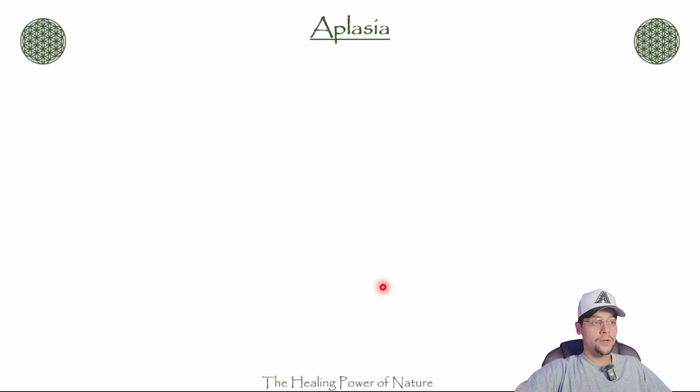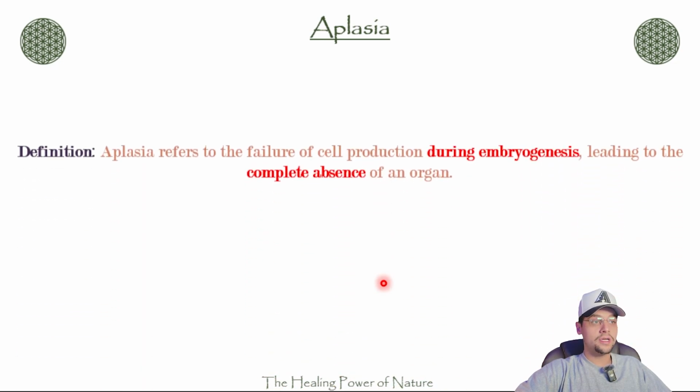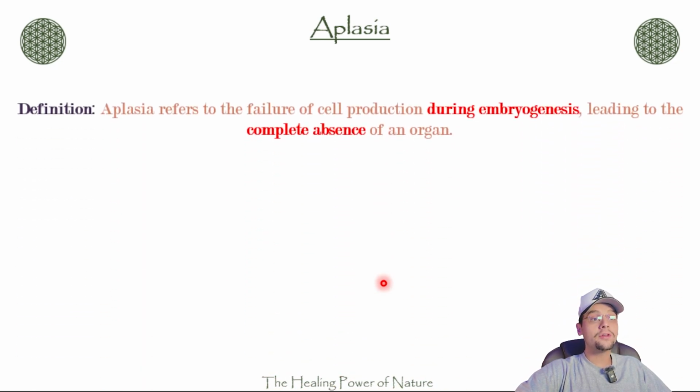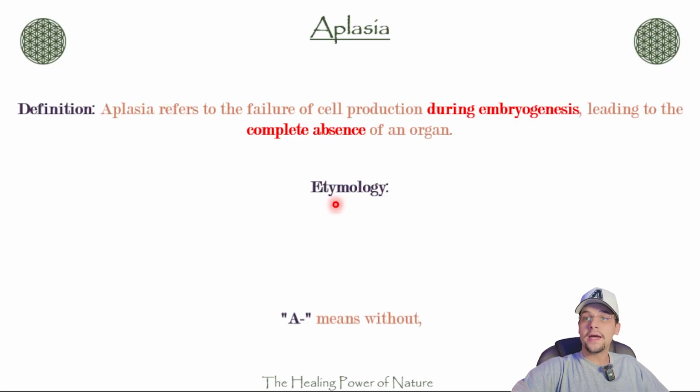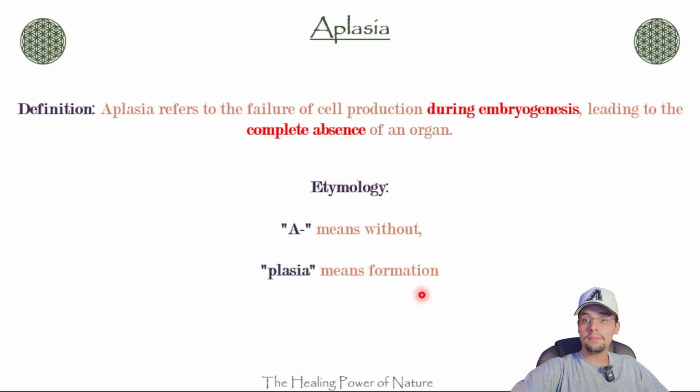So aplasia, the definition. Aplasia refers to the failure of cell production during embryogenesis, leading to the complete absence of an organ. Recognizing that it is complete absence of an organ. The etymology: A means without. Oftentimes, if you just go over what the word means, it will help you understand exactly the different diseases we're going to be talking about. So A means without. Plasia means formation, so it means without formation.